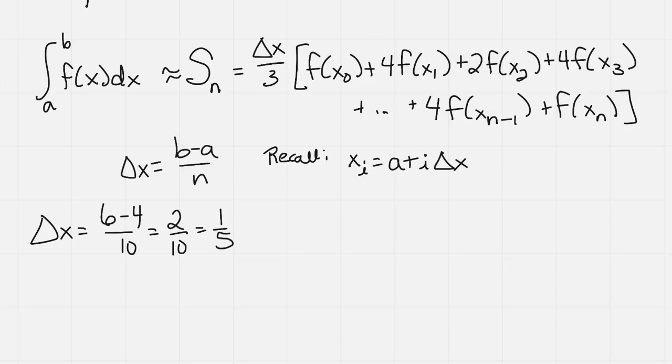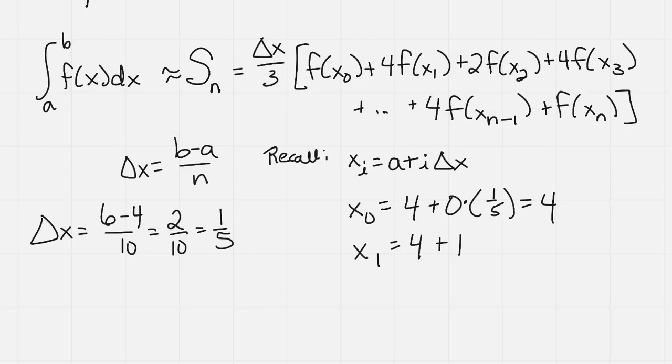x sub i, well, we need a 0 there because our first input value is this x sub 0. So x sub 0, that means our i is 0. So our i in this formula of a plus i delta x is also 0. Our a was 4, so this becomes x sub 0 equals 4 plus 0 times our delta x, which was 1/5, and that's 4. x sub 1 is equal to a, which is 4, plus i, which is 1 in this case, times 1/5. 1/5 is just 0.2, so this would be 4 plus 0.2, which is 4.2.